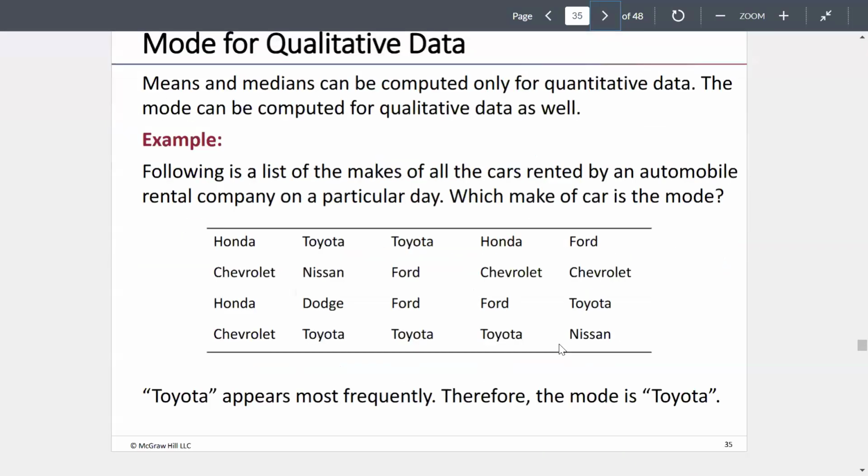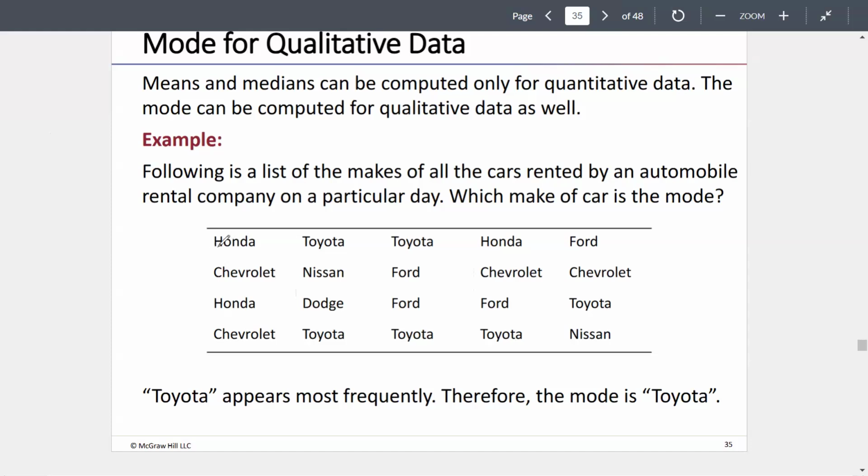Means and medians can be computed only for quantitative data. The mode, however, can be used in qualitative or quantitative data, because all it is is the most frequent thing we have. The following is a list of the makes of all cars rented in an automobile rental company on a particular day. We want to know which car is the mode.